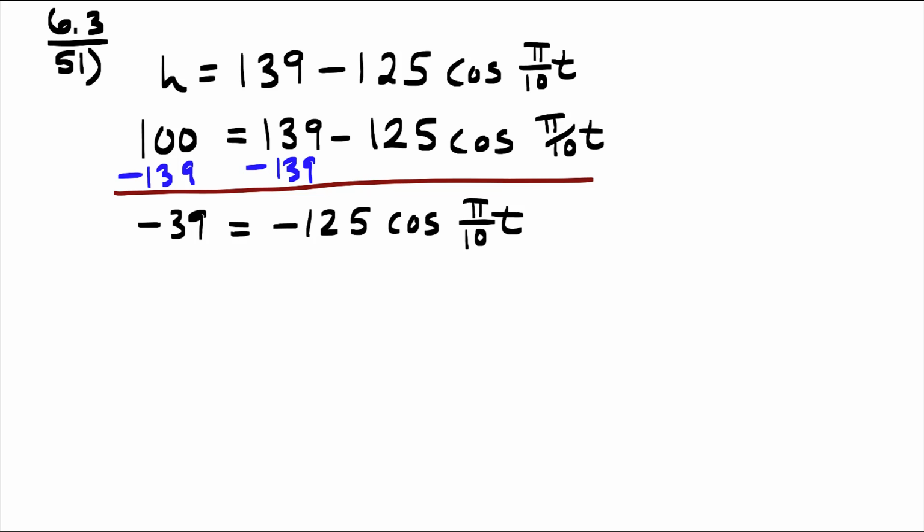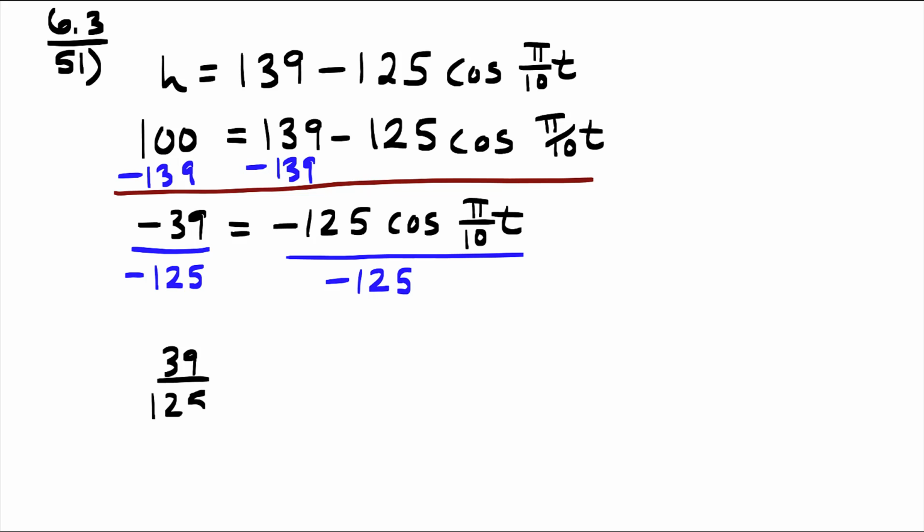Alright, next thing I would divide through by negative 125 on this side and this side. Okay, that's going to be a positive. They're not going to reduce, so it's going to be a positive 39 over 125. Now this is all equal to cosine.